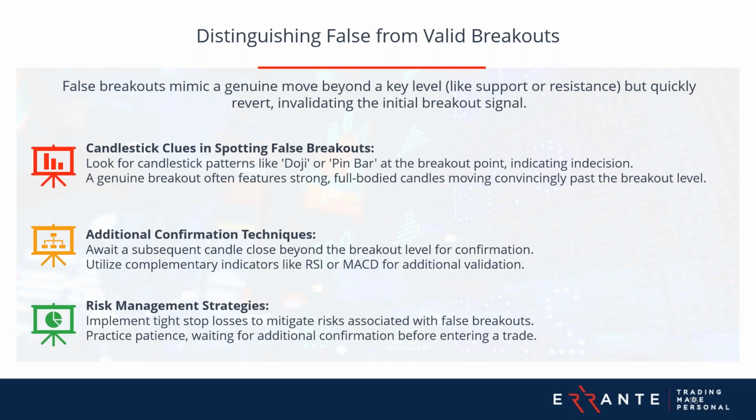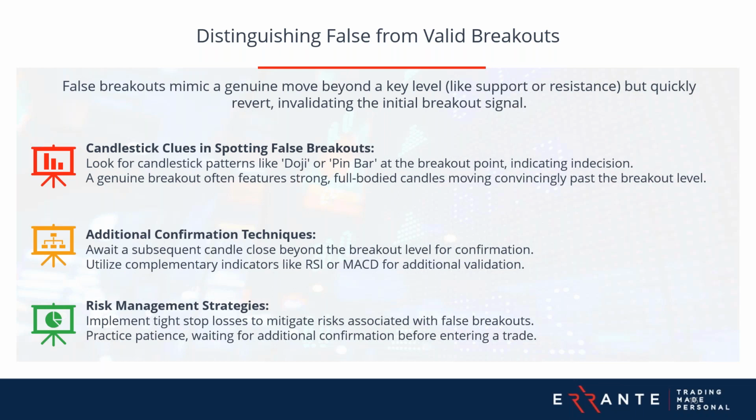So consider a scenario where the price approaches a crucial resistance level. Okay, a false breakout might initially push past this level, but here is where candlesticks come into play. If you observe a doji or a pin bar, which we will discuss in our next webinars, if you see these kinds of candlestick patterns symbolizing market indecision at the breakout point, be wary. These patterns suggest that the market is not fully committed to the breakout. In contrast, a valid breakout is often characterized by strong full-bodied candles, and these candles show conviction, closing well past the breakout level and indicating a robust market move.